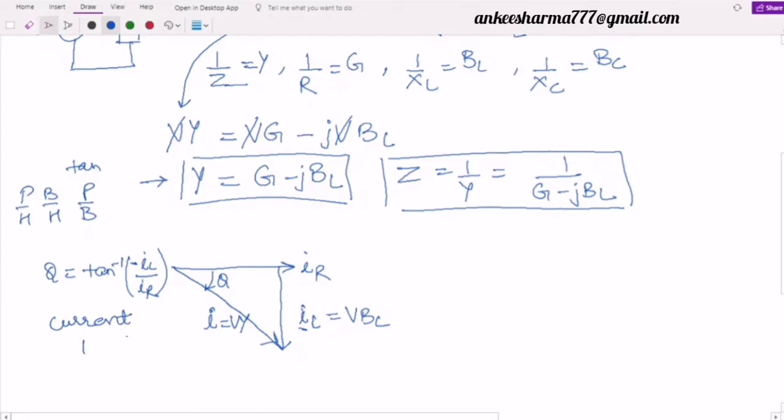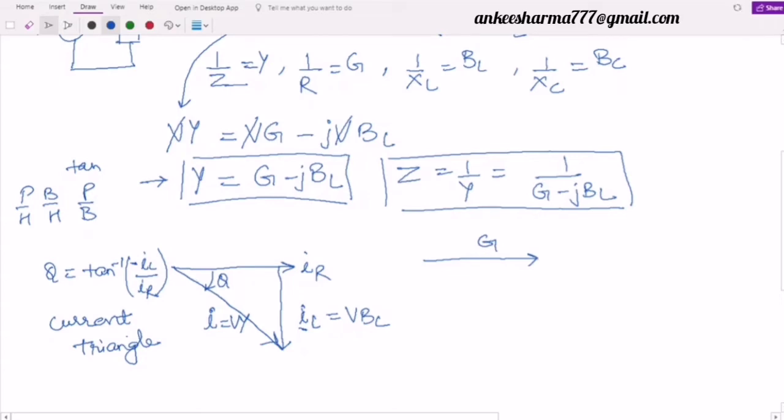Current triangle. We have done all these things in the case of RL, RC and RLC series circuits, but now we have just changed our notations for the parallel circuits. We have switched from impedance to admittance. Similarly, if I take the impedance triangle, in place of the resistance, I will use conductance G here.